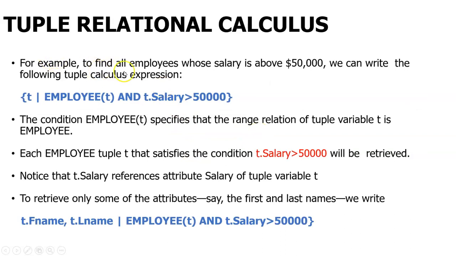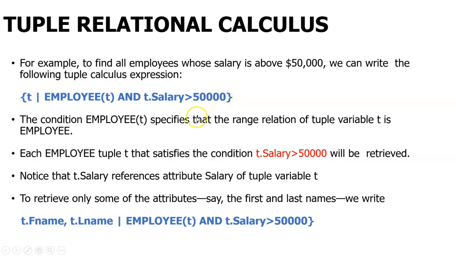Here I have: find all the employees. All means you want all the tuples, so I don't want to mention any attributes. Only if I mention T, I'll get all the tuples, all the attributes. I want all the employees whose salary is greater than 50,000. So how will I write it? From the employee table, I want all the attributes. So T alone, I don't mention any attribute name here like in the domain calculus. I'll mention only T, Employee of T, and the condition.